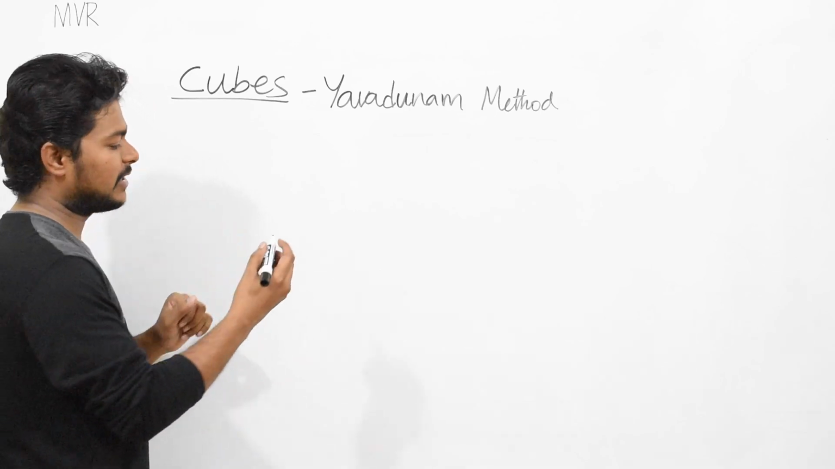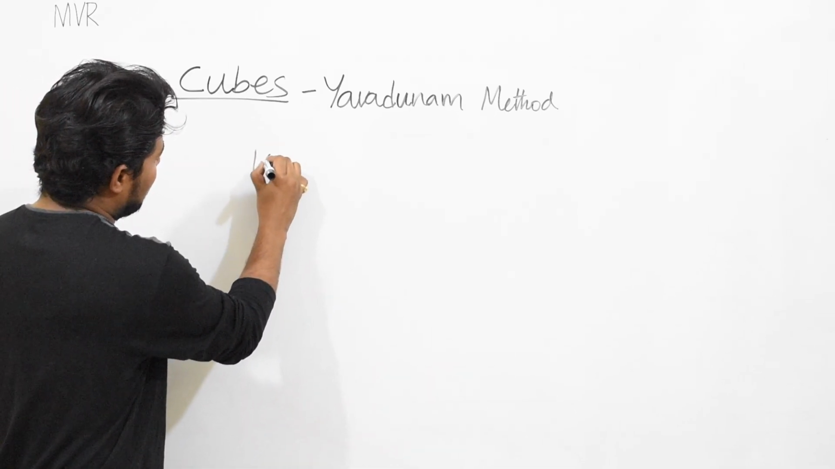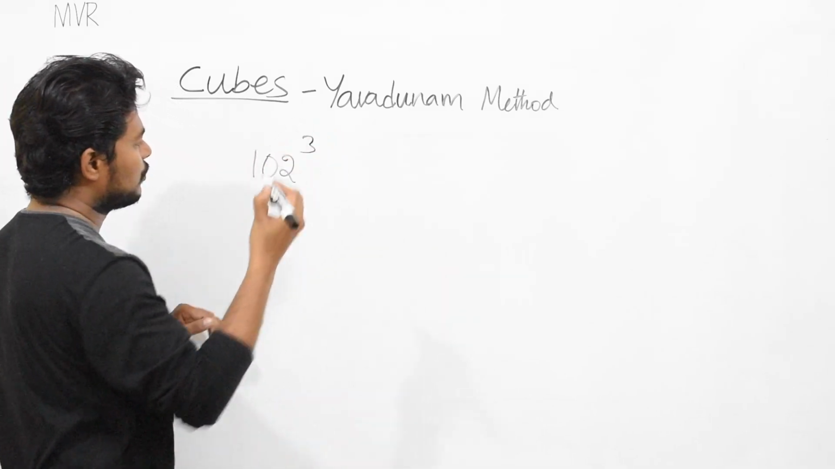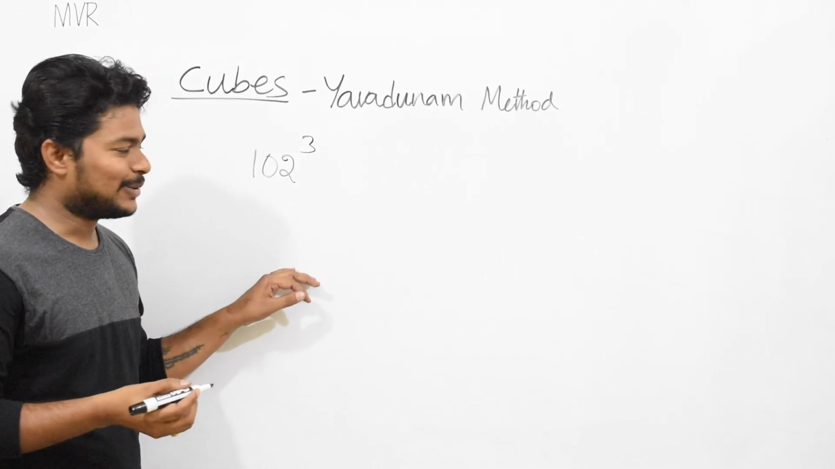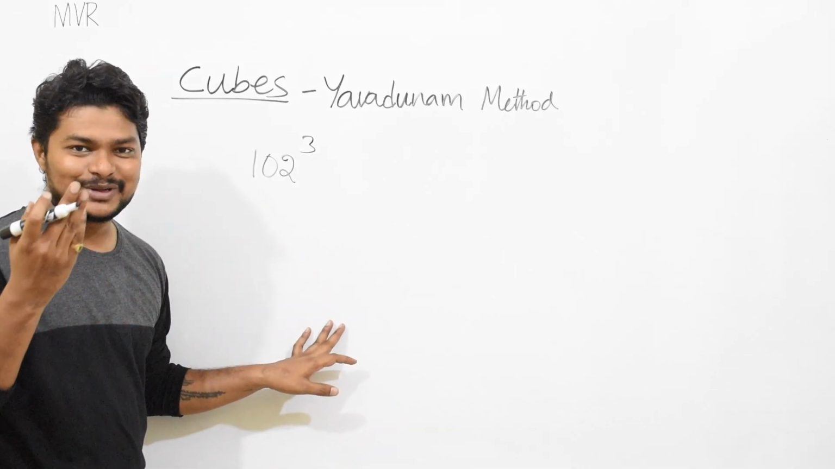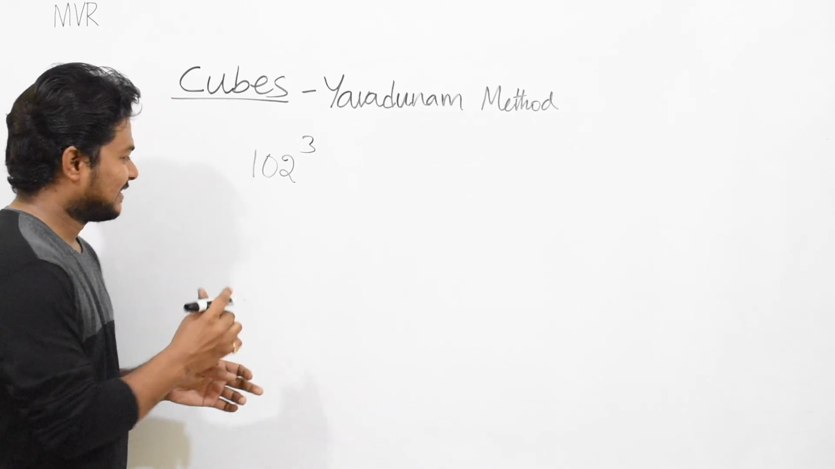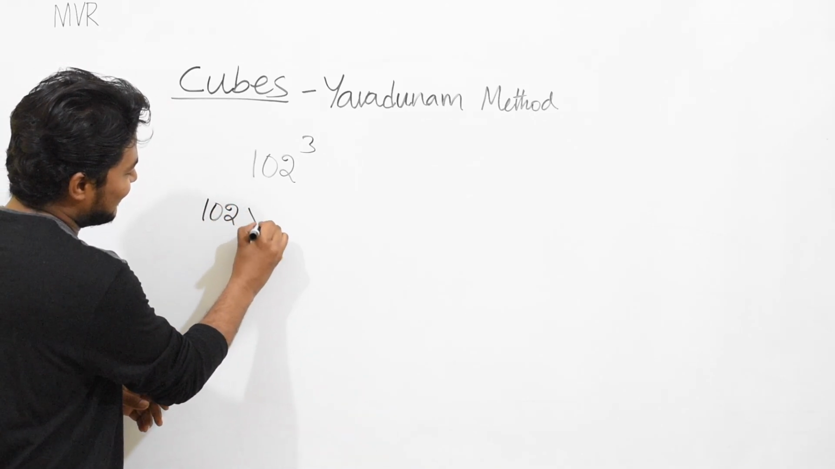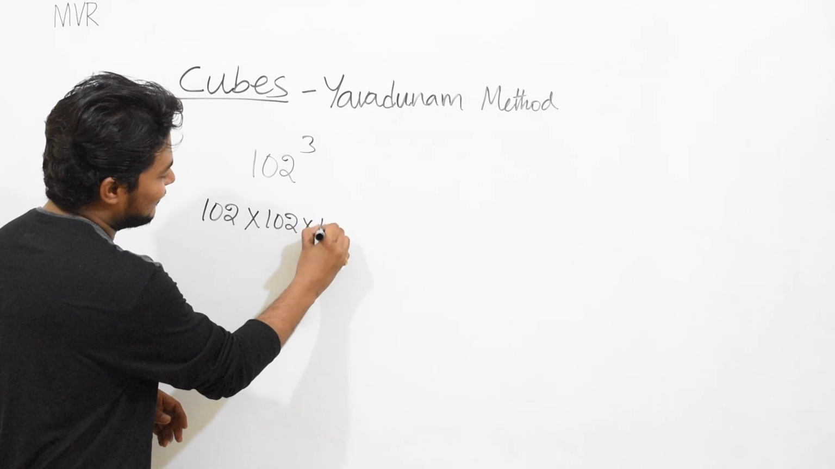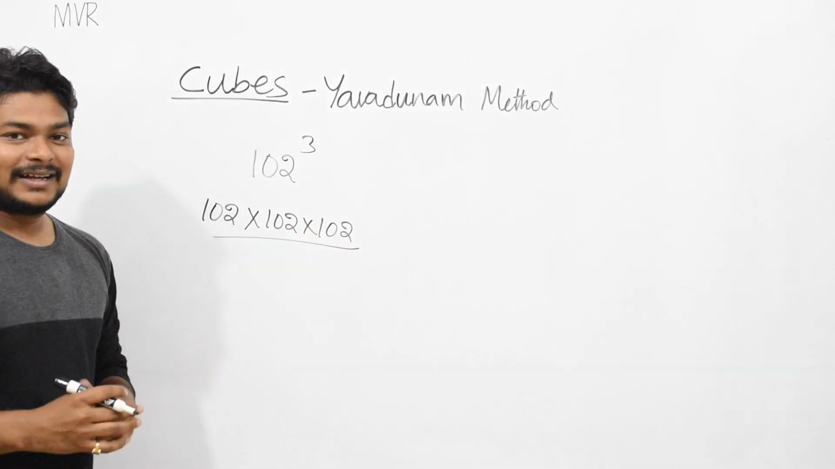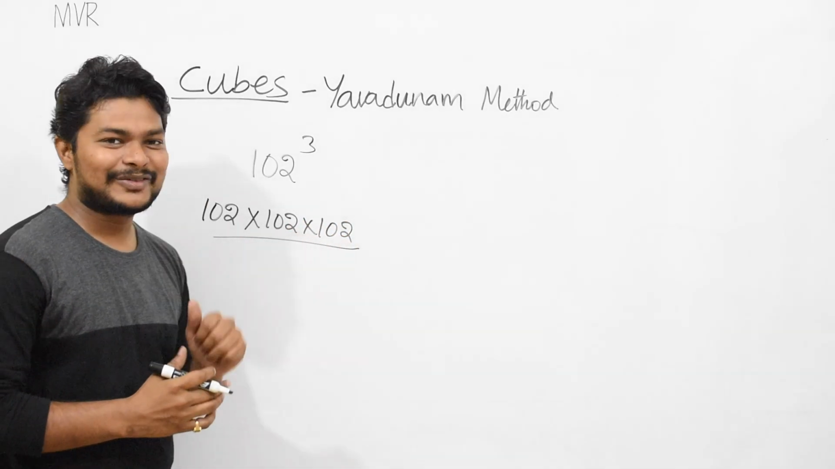Now let us take the number 102. We need to find 102 cube. Sir, how to do it? You multiply 102 into 102 into 102, and you will get the answer. But this is not very required.